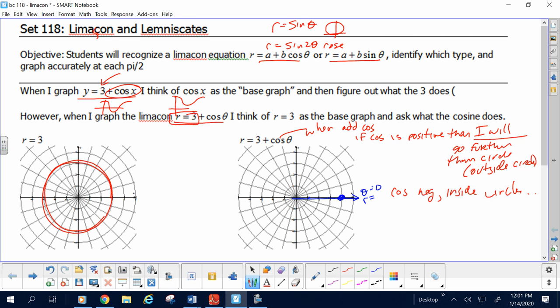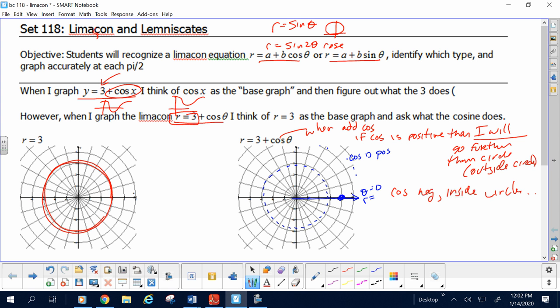So you can see that in terms of that normal base graph of r equal 3, I went out actually a little further than that. What about all these angles? And here, cosine is positive or negative? Positive. So every one of these angles that I face, I will continue to be outside that r equal 3, a little more than r equal 3.